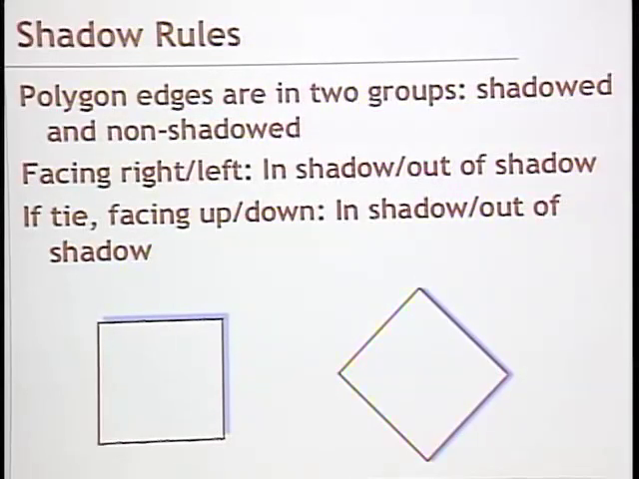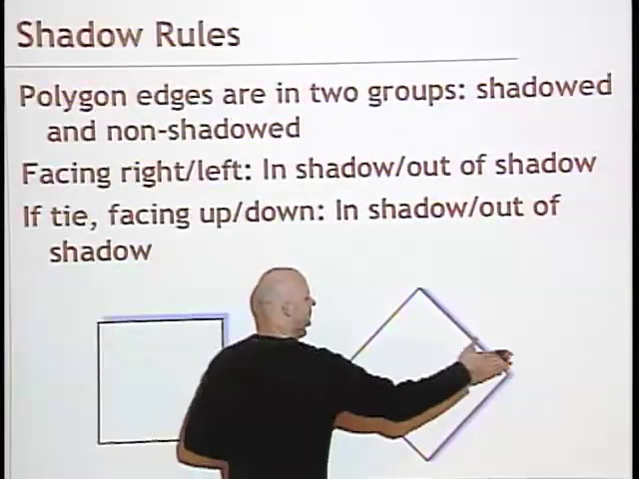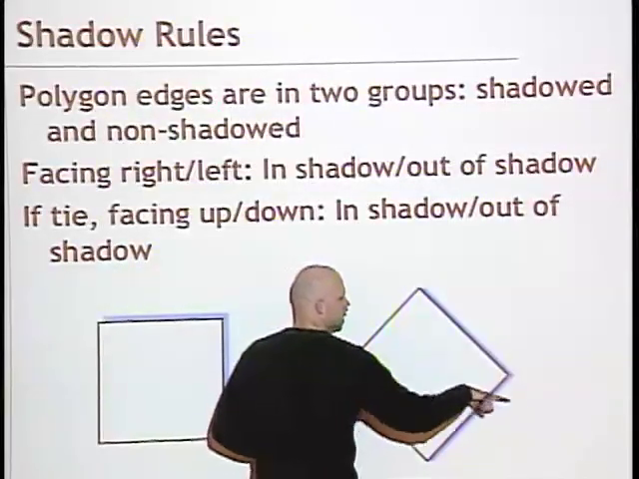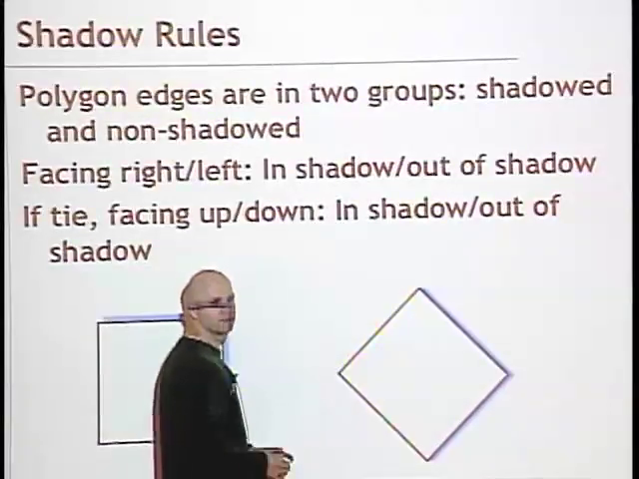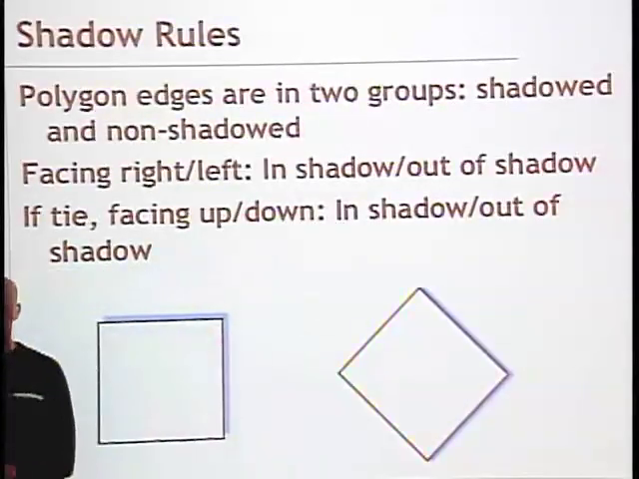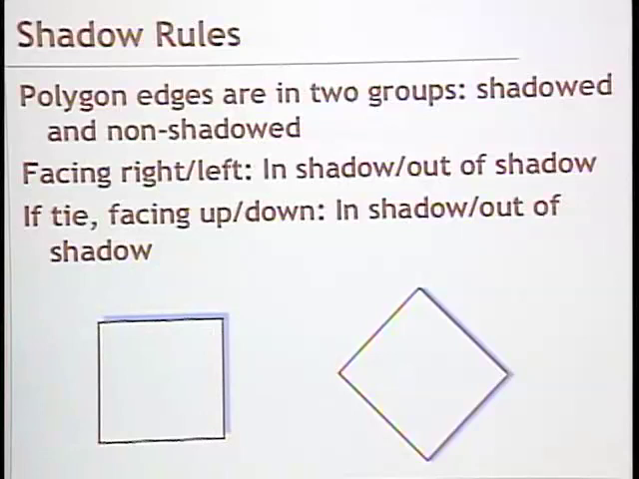And so when we look here, we're going to say any edges that point to the right, these edges point to the right, these edges point to the left, we're going to say any edge that points to the right is in shadow. Any edge that doesn't point to the right, or that points to the left, is not in shadow. If you are on a line and you are in shadow, you don't render. You don't generate a fragment. If you're on the line and you're not in shadow, you do generate a fragment.